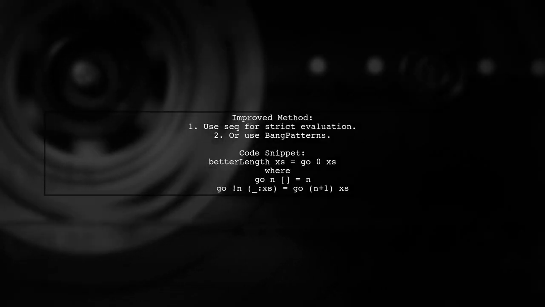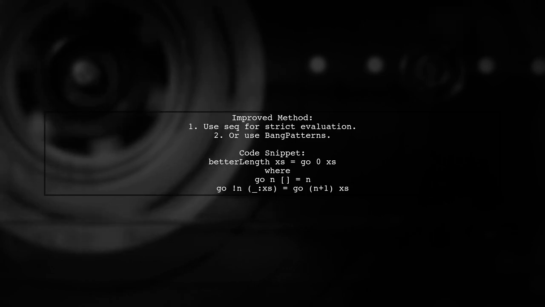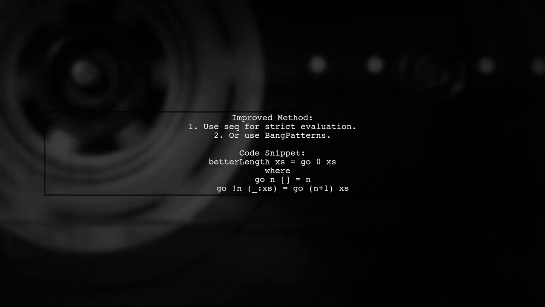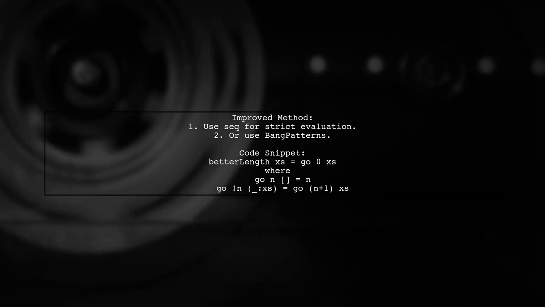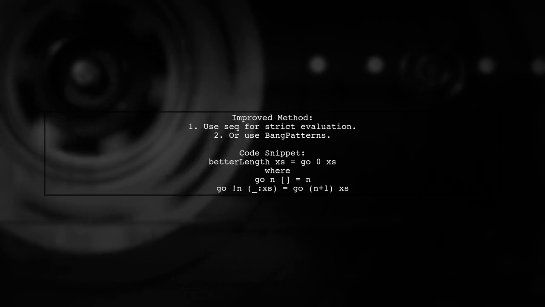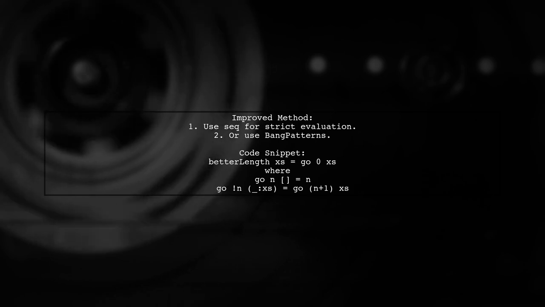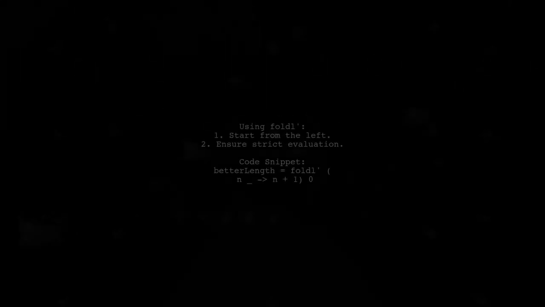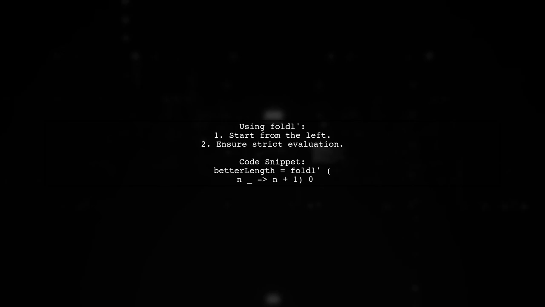Using the seq function ensures that the count is evaluated before the next recursive call, preventing thunk accumulation. Alternatively, you can use bang patterns for a more concise version. Another efficient approach is to use foldl', which processes the list from the left and is strict, helping to avoid memory issues.